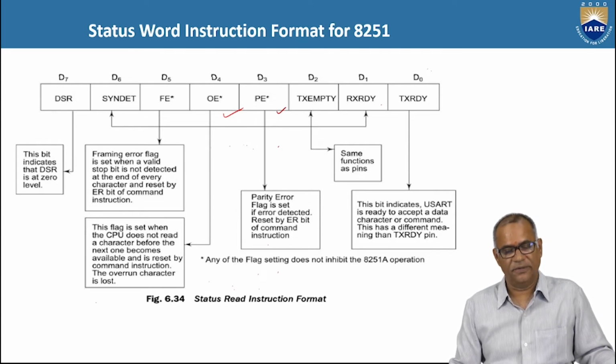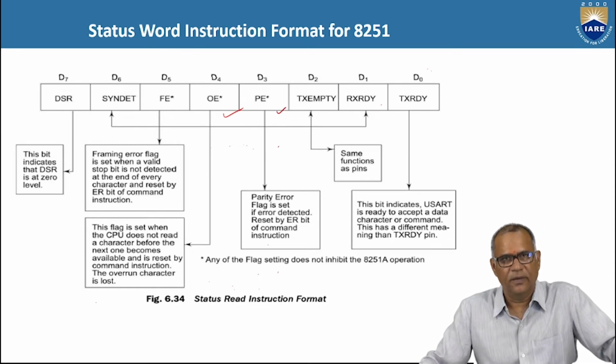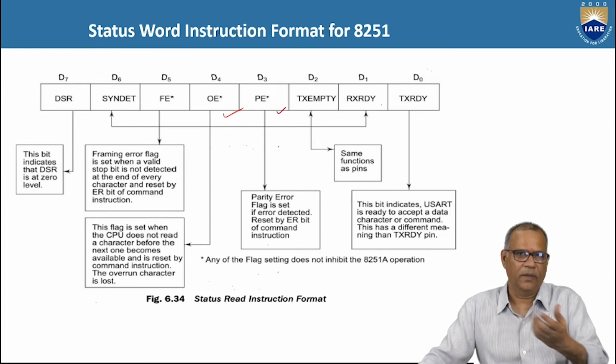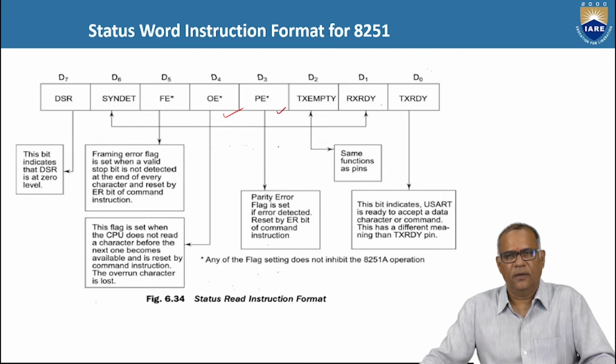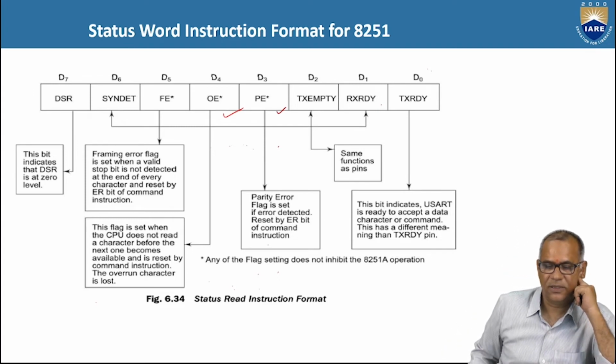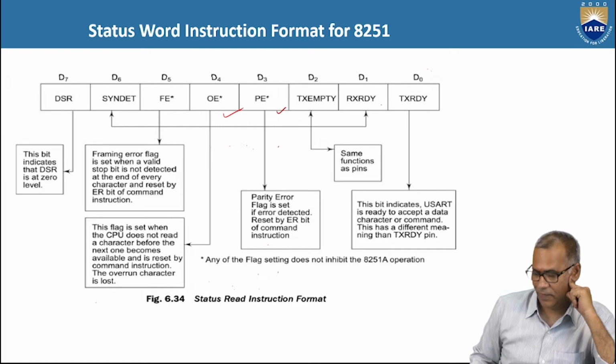And transmitter empty: we have already discussed that the transmitter section is double buffered and the receiver section also is double buffered. When both buffers in the transmitter section are empty, then the transmitter empty signal is activated, and when the holding buffer becomes empty, then the transmitter ready signal is activated. Similarly, when the input register has received all the data, then the receive ready signal is activated. So this is the status word register format for 8251.